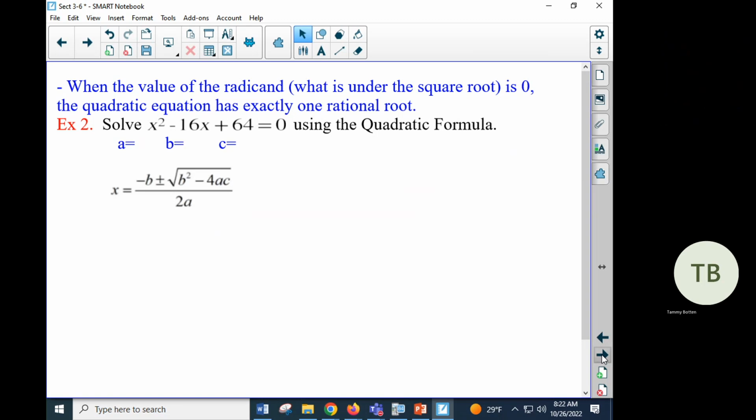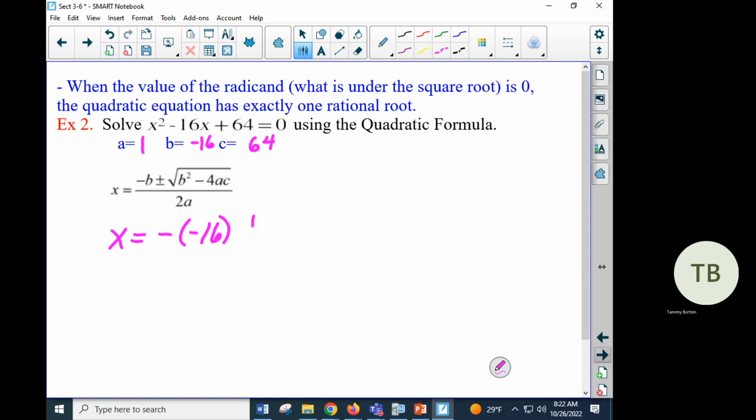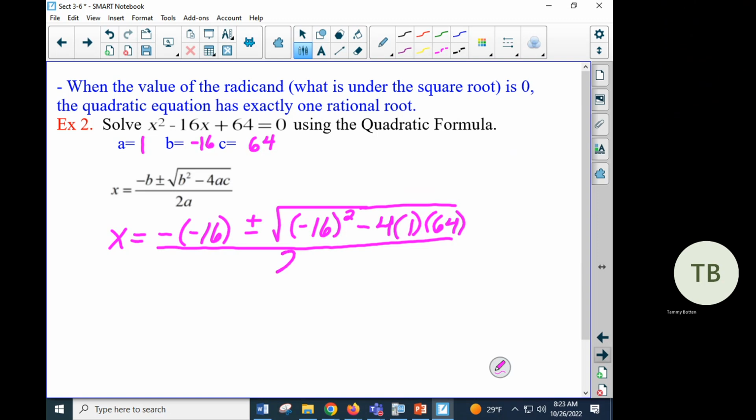Look at this. So the first thing we're going to do is say A is 1, B is negative 16, C is 64. Okay. In for B, it's a minus B, so it's minus a negative 16, plus or minus B squared. Make sure you put the negative 16 in parentheses before you square it, and then it's minus 4. A is 1 and C is 64. And that is all over 2 times 1 because A is 1.